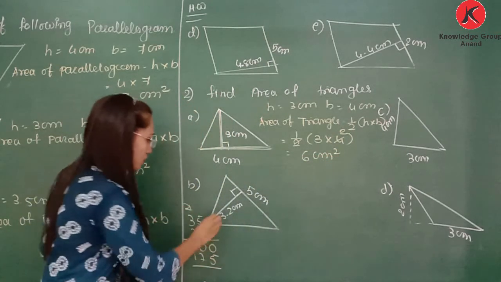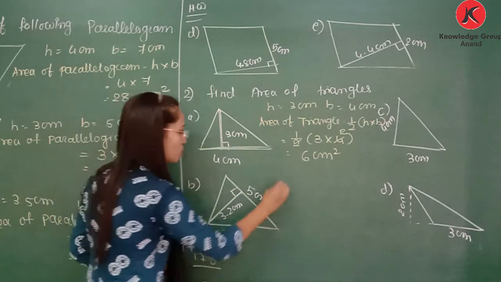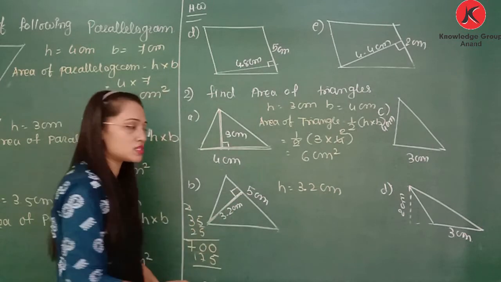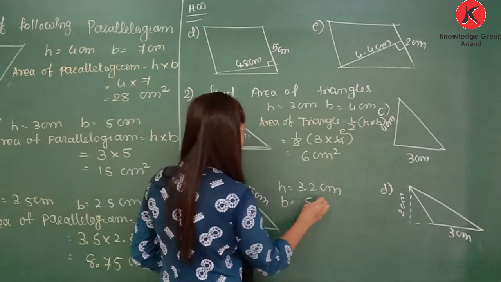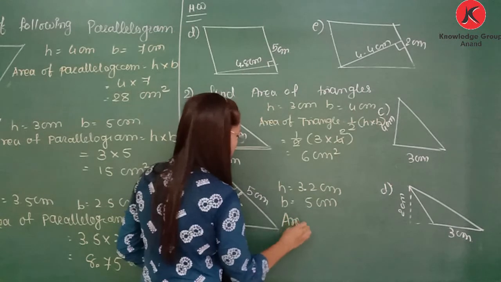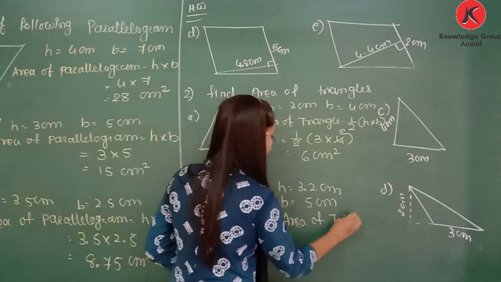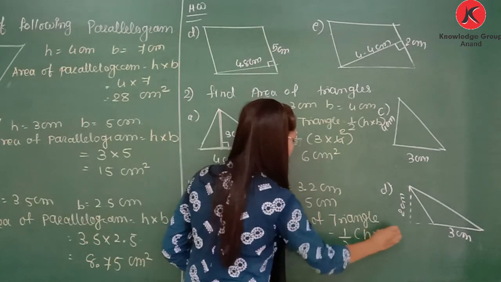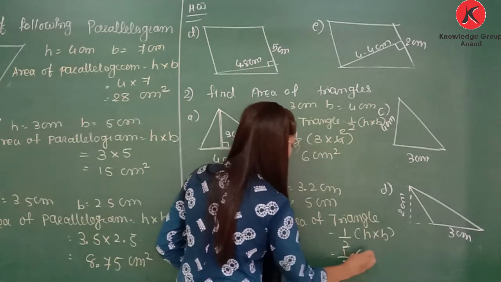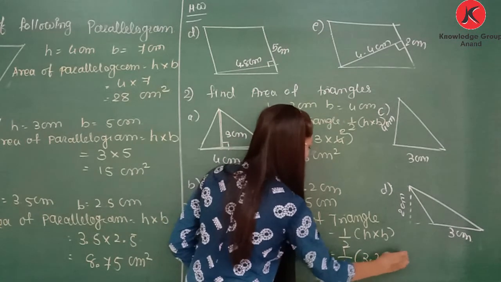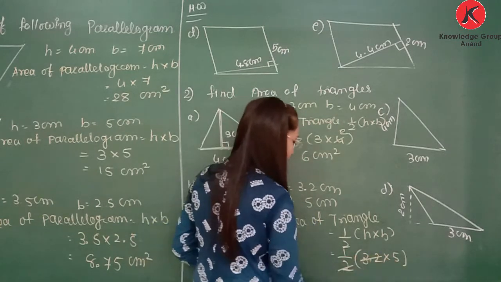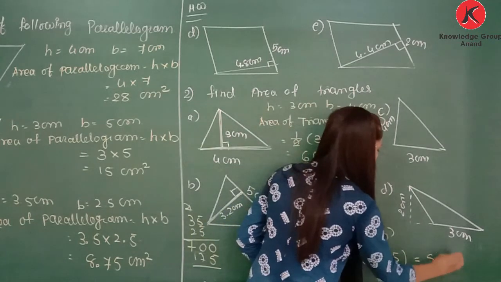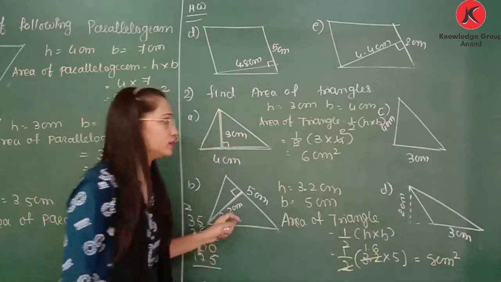Now for the second, this will be your height and this will be your base. Height will be 3.2 centimeters because you can see this is making a perpendicular distance, and base is 5 centimeters. So area of triangle is 1 by 2 height into base. 1 by 2, height is 3.2 and base is 5. Here you can cancel the common factor, giving 1.6 times 5, which is 8 centimeters square. That is the area of this triangle.